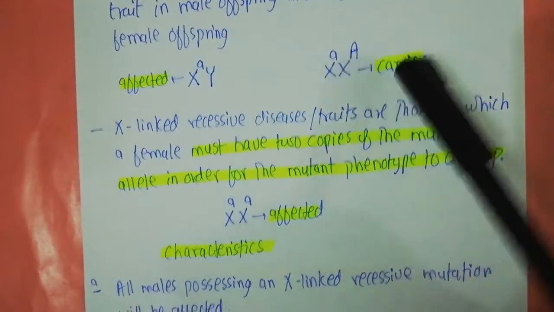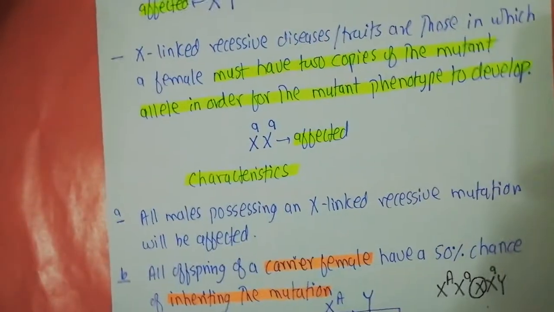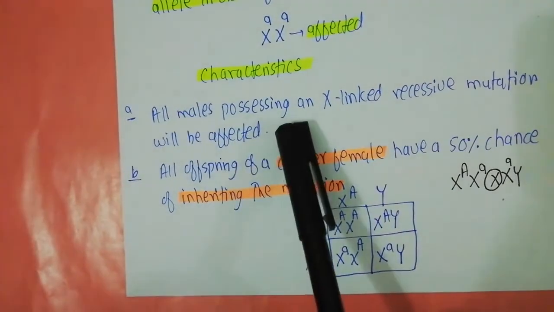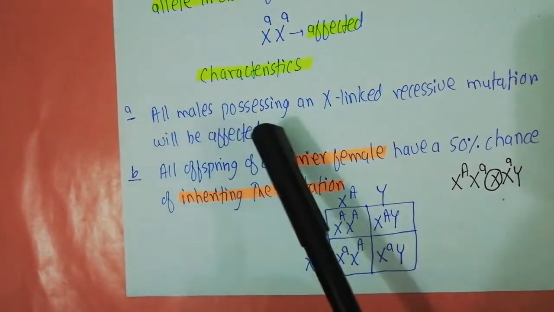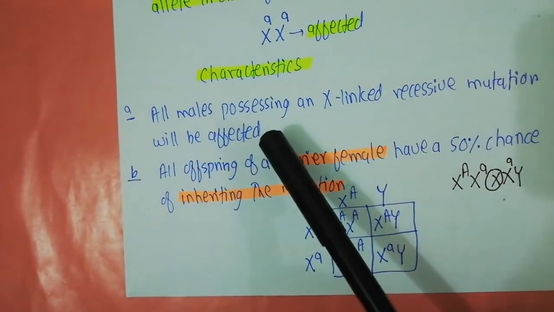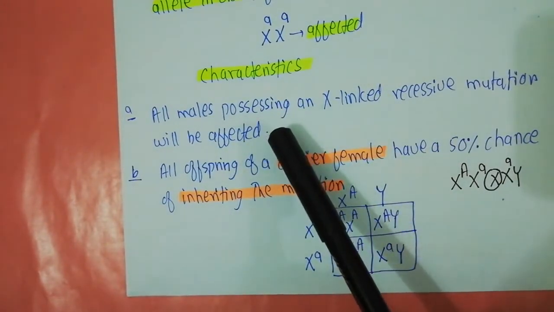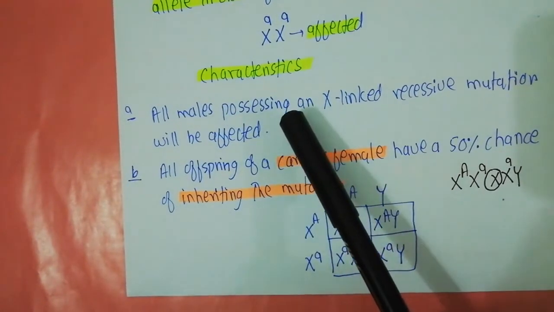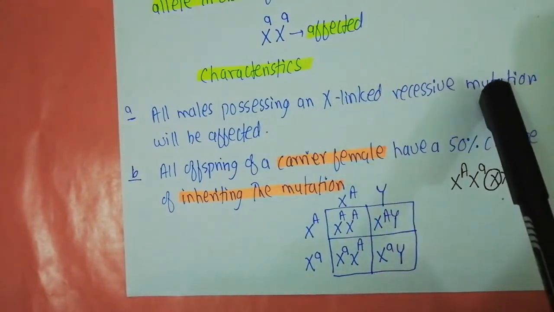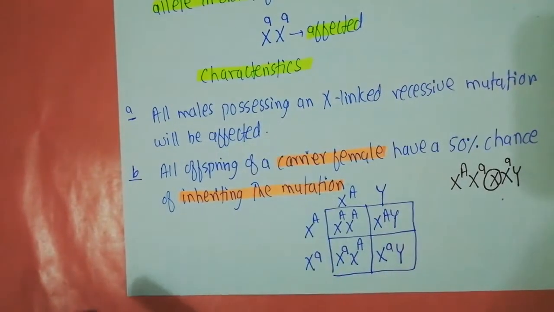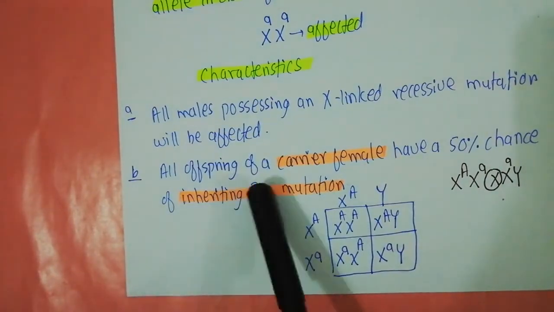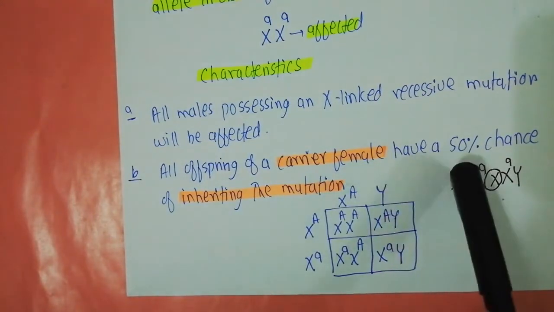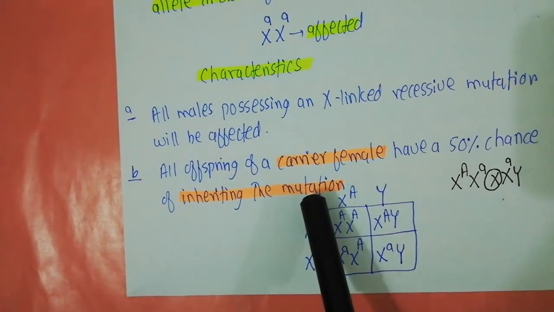If you talk about the characteristics of X-linked recessive traits, all males possessing an X-linked recessive mutation will be affected. Males have a single X chromosome, and if that X chromosome is carrying a mutant allele, all those males are going to show the X-linked recessive mutation and will be affected. If you talk about the females, if you have a carrier female, all of her offspring will have a 50% chance of inheriting the mutation.